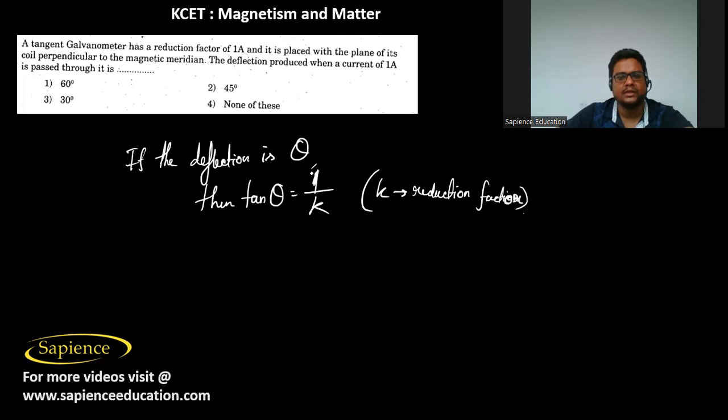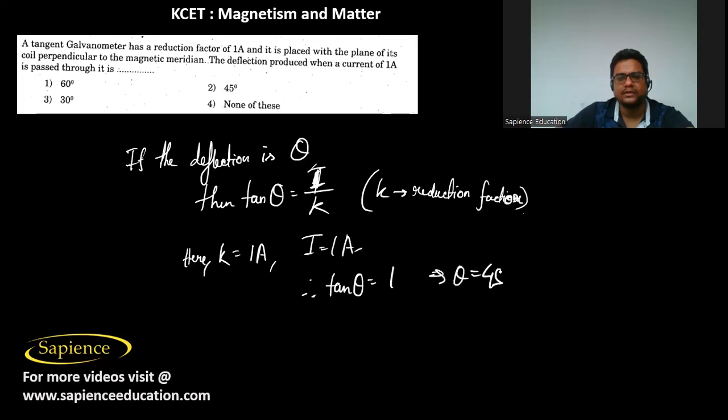So tan theta equals I by K, where I is the current that is passed through it. Here the reduction factor K has been given as 1 ampere and the current passed through it is also 1 ampere. Therefore tan theta will be equal to 1. So it means theta will be equal to 45 degrees. So 45 degrees of deflection will be produced in the tangent galvanometer. So option 2 is the correct answer.